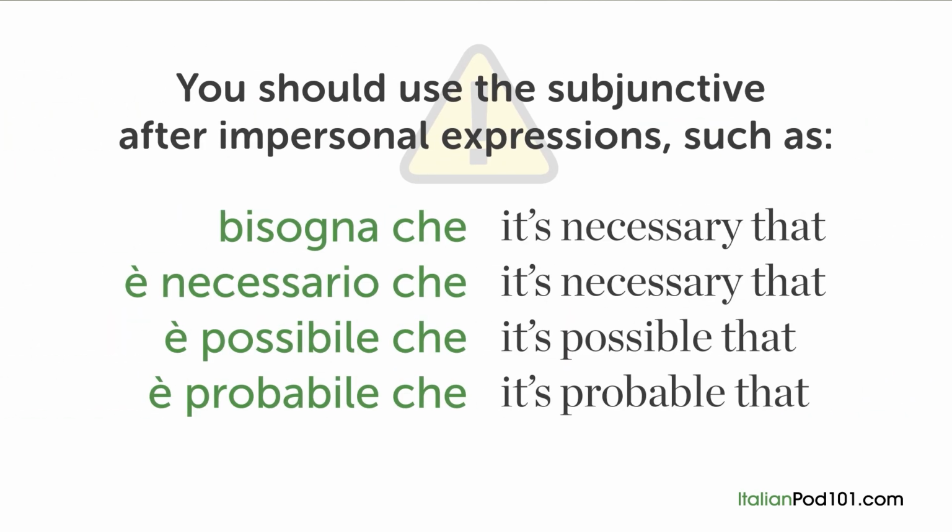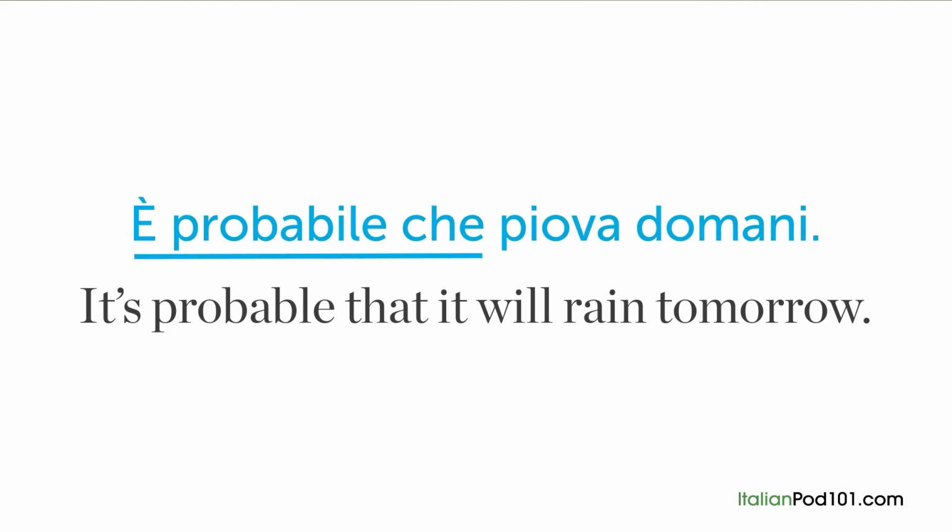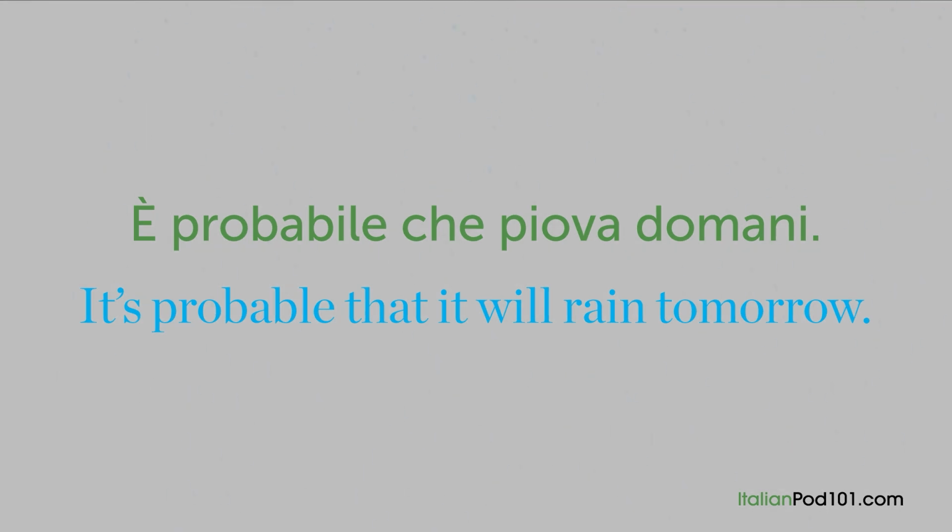You should use the subjunctive after impersonal expressions such as bisogna che, it's necessary that. È necessario che, it's necessary that. È possibile che, it's possible that. È probabile che, it's probable that. For example, è probabile che piova domani. It's probable that it will rain tomorrow.